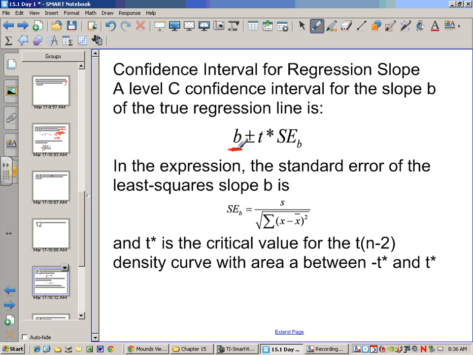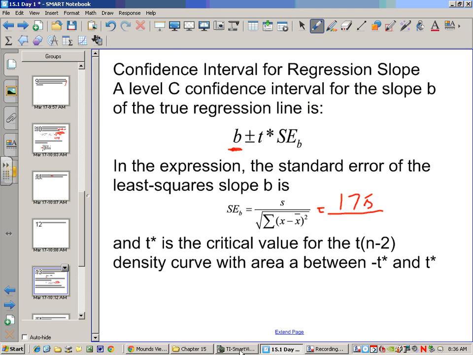We take our sample slope plus or minus t star times the standard error of b, which is different than the standard error of the residuals. So what we do is find our slope plus or minus t star, and we have s over the square root of the sum of x minus mean squared. So we have this value, top value is 17.5 from the previous problem.